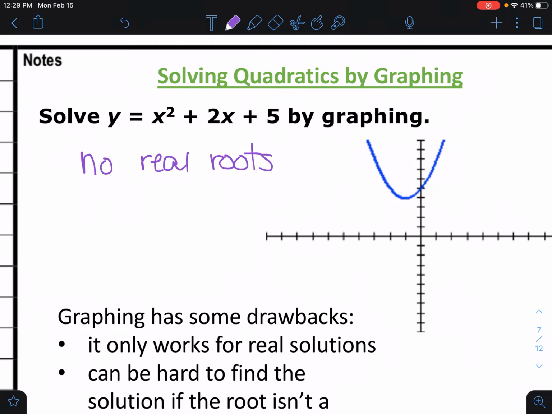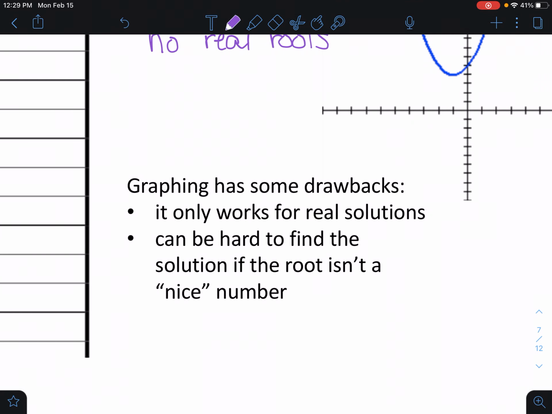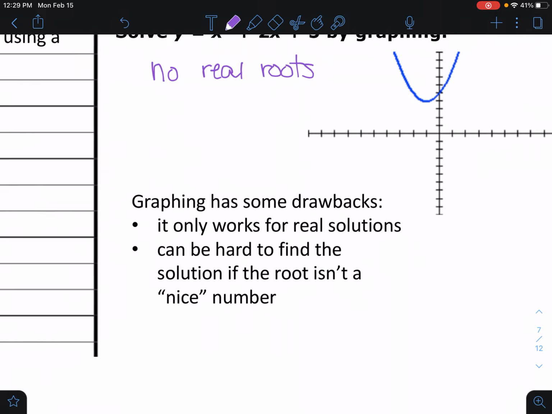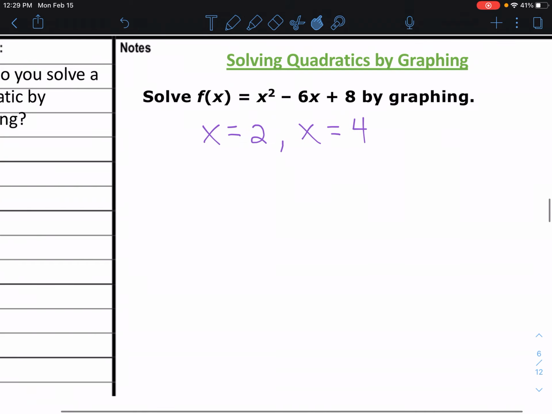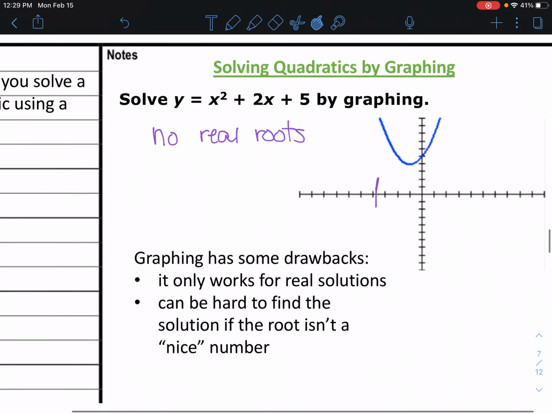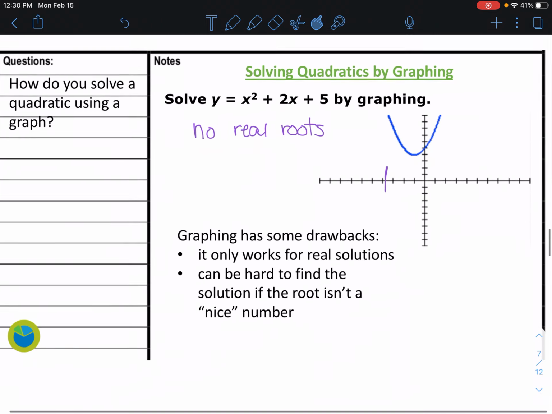By graphing, I cannot find my roots here. That won't work. So there are some drawbacks. One is that graphing only works if the solutions are real. The second drawback is if the graph crosses at a really ugly number, like maybe negative 3.875 and so on, continuing, that's not going to be easy to find either. This can be hard to find if the solutions aren't nice, like 2 and 4 were. That's not always easy to find with your graphing calculator if they don't land there, and oftentimes they don't. So we need some other methods.